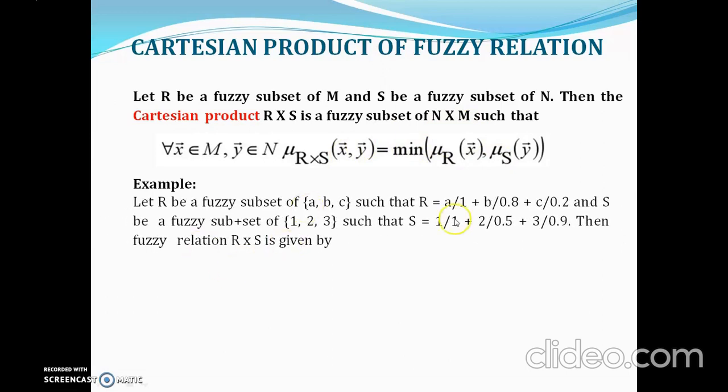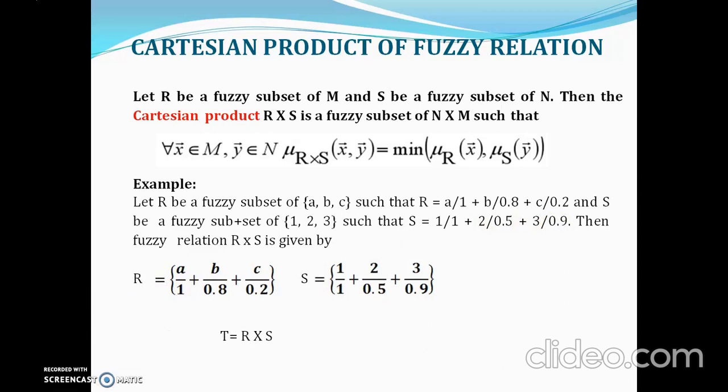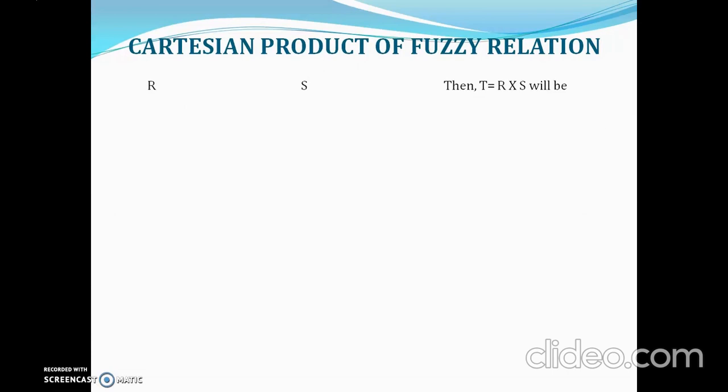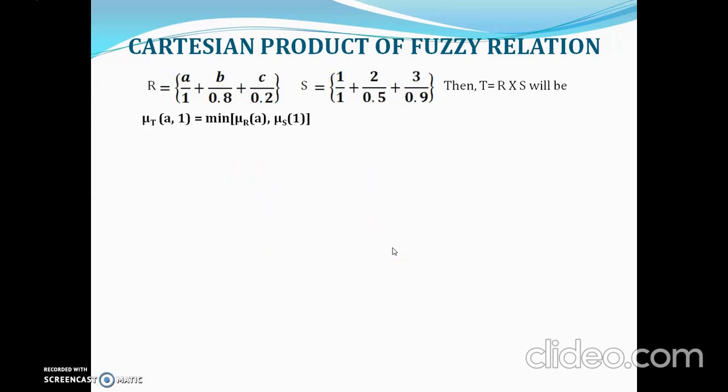Take this fuzzy set having the membership values A by 1, B by 0.8, C by 0.2, and 1 by 1, 2 by 0.5, 3 by 0.9. Then R cross S can be identified for this problem. How do we identify R cross S? Take the R fuzzy set and the S fuzzy set, and choose the minimum value. Compare A, whose value is 1, with the values of the second fuzzy set. 1 compared with 1.